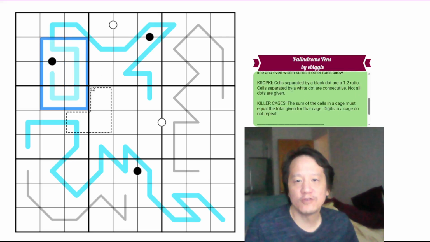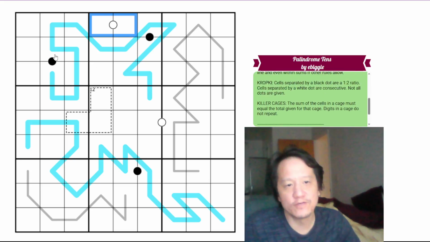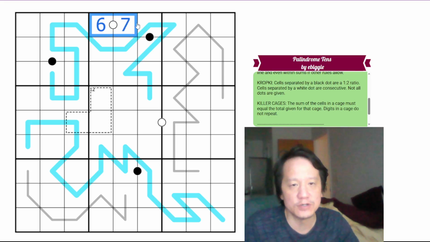We also have kropki, where cells separated by a black dot are in a 1 to 2 ratio, and cells separated by a white dot are consecutive. Not all dots are given. So for example, if this were a 2, this would have to be a 1 or a 4 to maintain the 1 to 2 ratio. And for example, if this were a 6, this would have to be 5 or 7, because those are the only digits consecutive with 6.